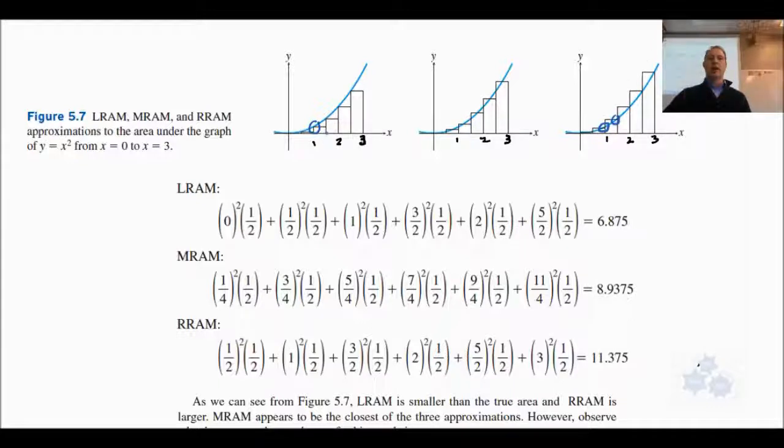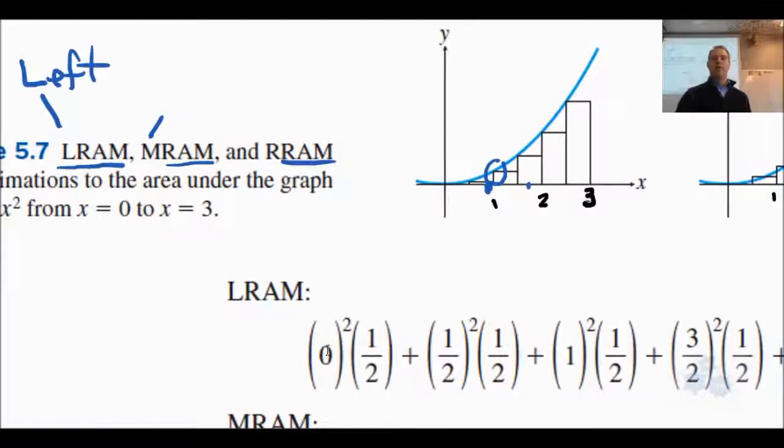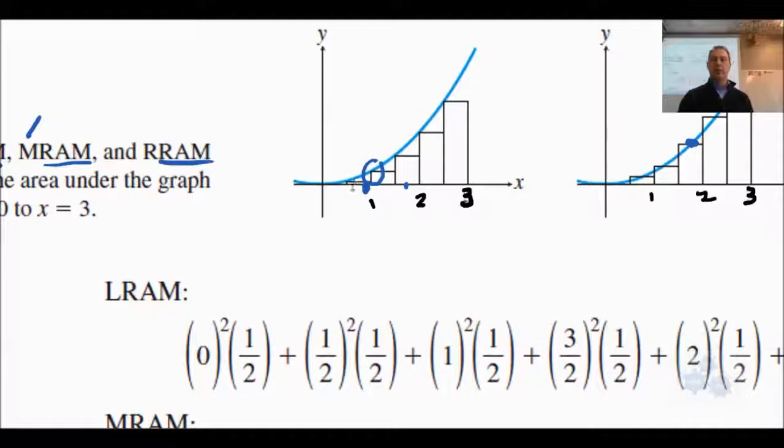So instead of calculating where the midpoint is, and then calculating where that is on the graph, we could just use either the beginning point or the end point of the graph and use that as the height. And so we have different rectangular approximation methods. We have LRAM, MRAM, which is the midpoint one, and we have RRAM. So this is left, the left part of the rectangle there. So LRAM is left rectangular approximation method, and that's where the left side is used.